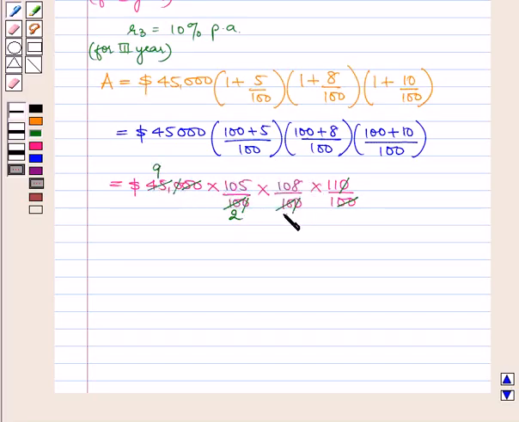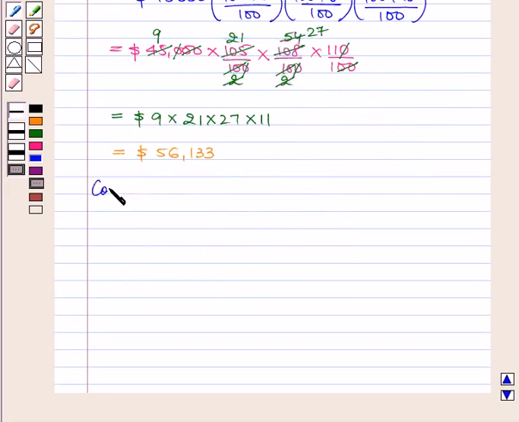So here first we cancel the zeros. Five into two is 10, five into nine is 45, five into two is 10, five into 21 is 105, 2 into 54 is 108 and 2 into 27 is 54. So this is equal to 9 into 21 into 27 into 11 dollars, which is equal to 56,133 dollars.